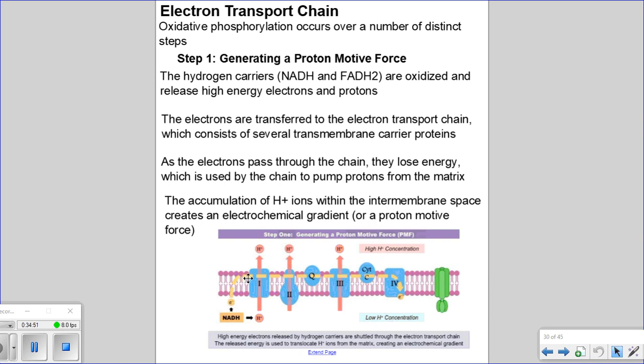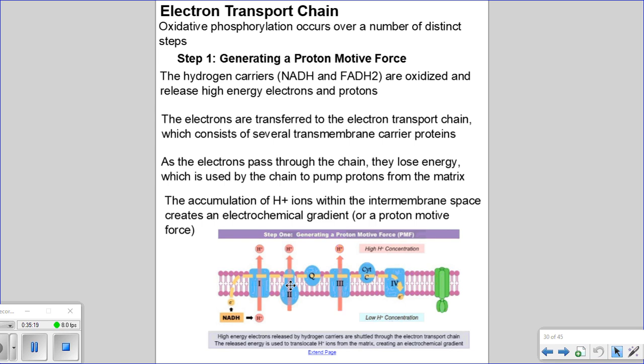So as the electrons pass through the chain, they lose energy. So the electrons will start here. And remember, this one has a higher affinity for electrons. So the electrons will pass from here to this protein. And as the electrons pass from one carrier protein to the other, energy is lost.